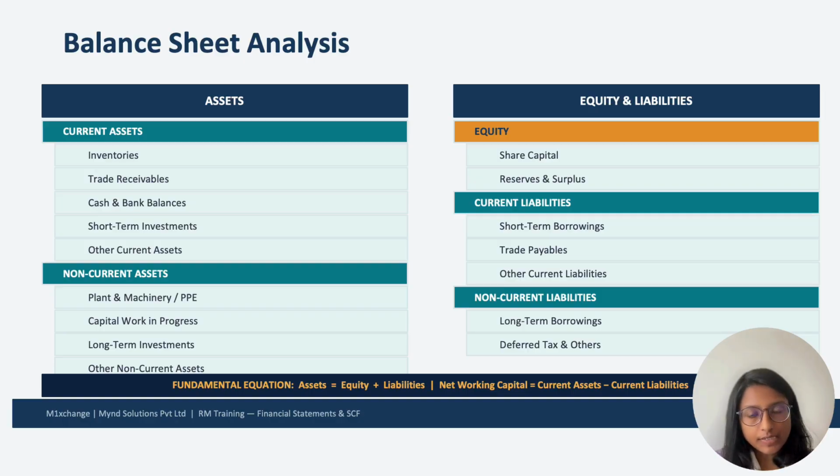Next is your liabilities. Again, here we have the current liabilities and non-current liabilities. So any liability within a year is under your current liabilities, like your short-term borrowings, your trade payables, and maybe other current liabilities. Okay, and then your non-current liabilities, anything beyond a year, like your long-term borrowings, deferred tax, and others.